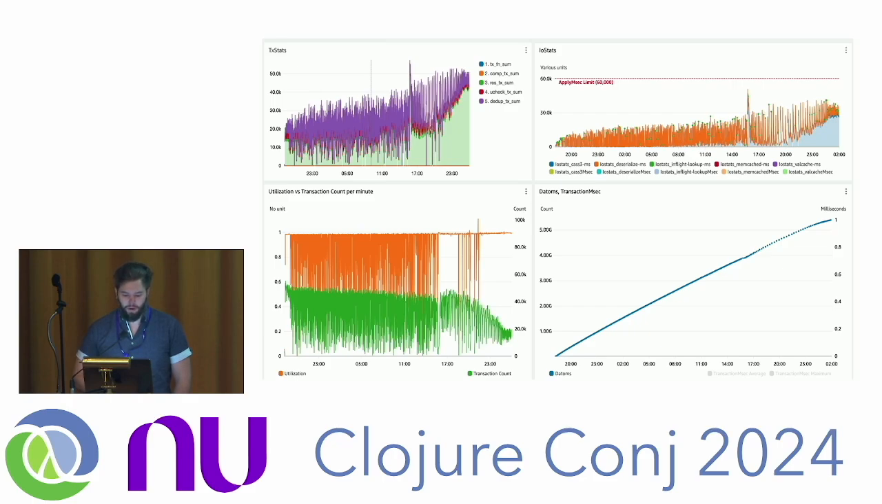And if we wanted to know what we can do about it, we would look at the TX stats chart, and we can see, well, most of the time is spent resolving transaction identities in green. So we should focus our optimization efforts there.